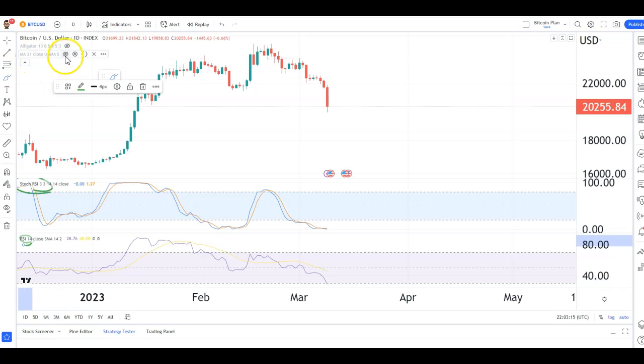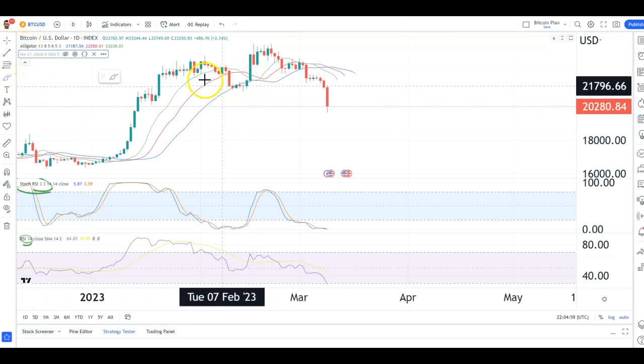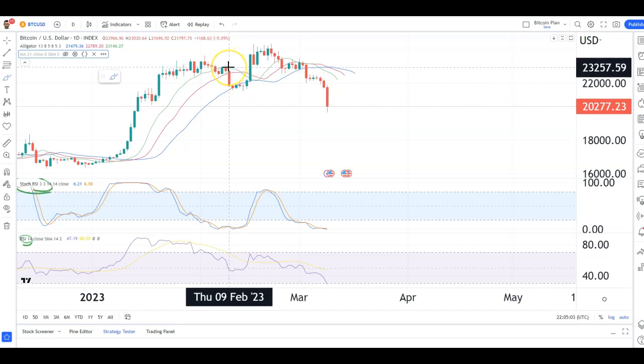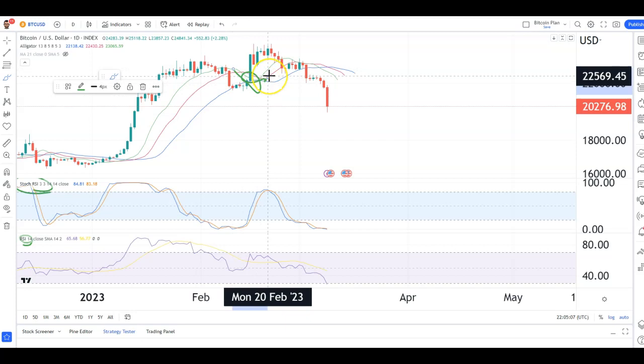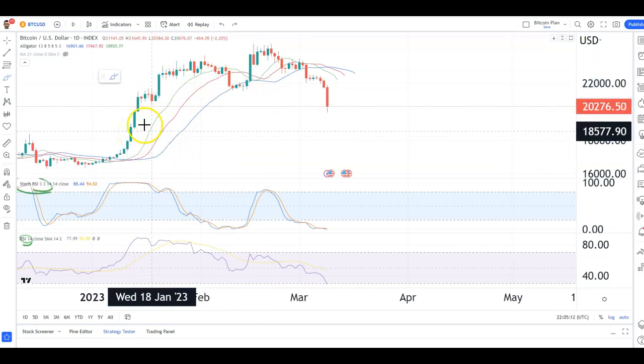Up at the top, we have the 21 daily moving average, and the Williams alligator, which you can see right here. It takes a few different trailing averages and looks at how they play with each other. Sometimes they get mashed up. Other times they're really wide, and it helps identify trends and shifts in trend.